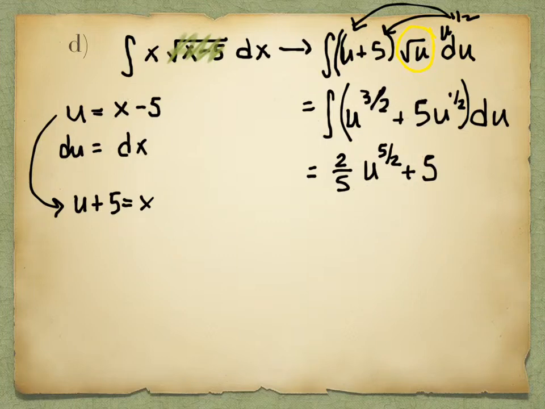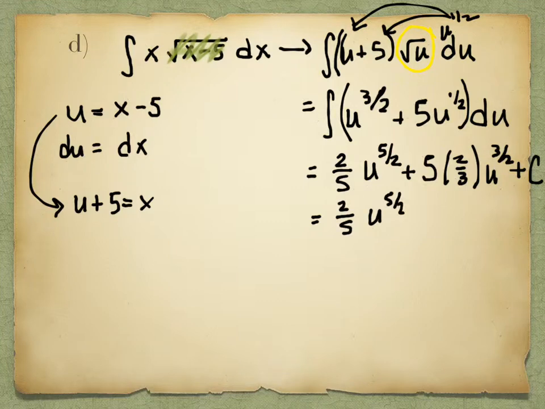This is audience participation time. U to the 1/2 becomes what? Very good, thank you. 2/3 U to the 3 halves. And then today, every time you do this, you're going to remember to write down something else, right? Plus C, because it needs to be on there since we're doing an indefinite integral. No numbers at the top and bottom. All right, so let me clean this up just a little bit. I have 2/5 U to the 5 halves plus 10/3 U to the 3 halves plus C.